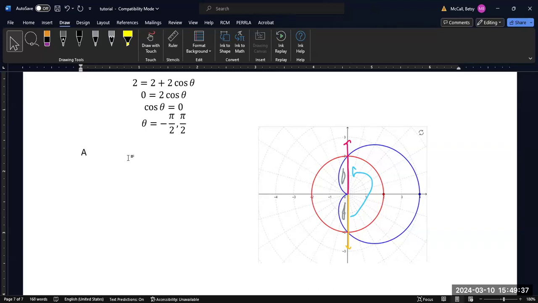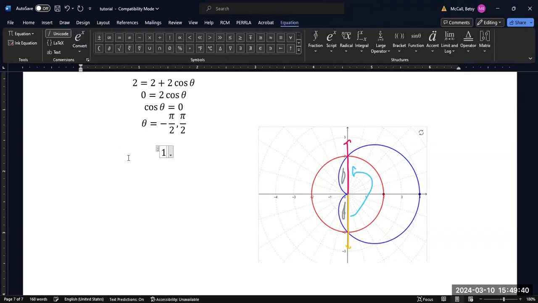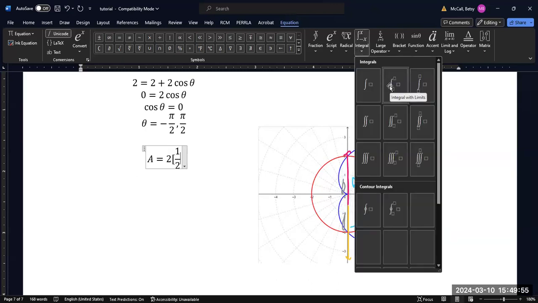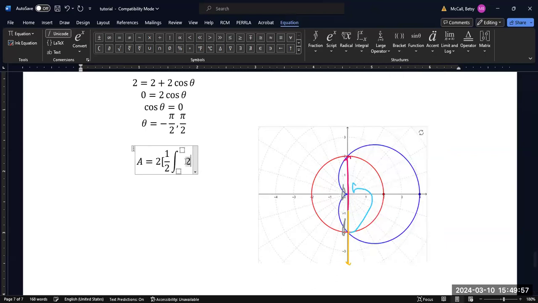So our area is going to be 2 times, and then our area for inside here, remember our formula is 1/2 the integral of r squared, so that'll be 2 squared d theta. And our limits here are going to be starting at 0 and going up here to pi over 2.